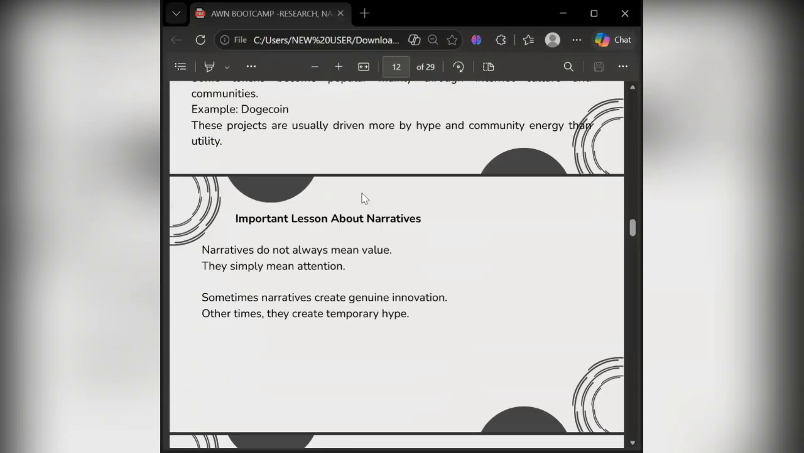So sometimes narratives create genuine innovation. Sometimes, but most times it is just hype, it is just attention. And once attention leaves this particular type of cryptocurrency, it goes to another one. Remember when the narrative was around SocialFi? Everybody was, what do they call that thing? They were doing it on X, farming. Everybody was farming crypto on X.